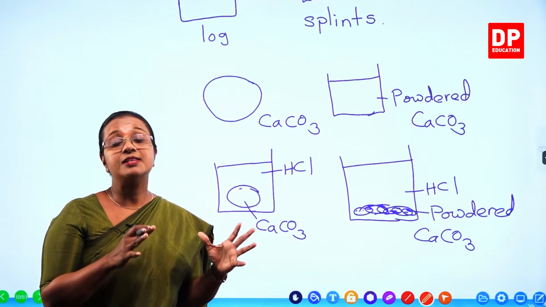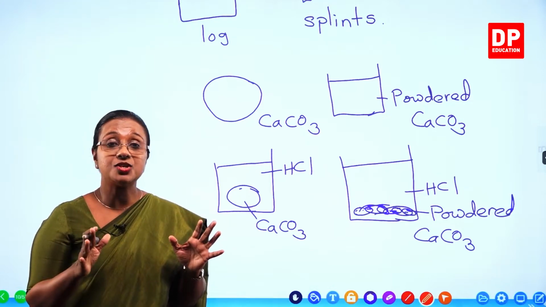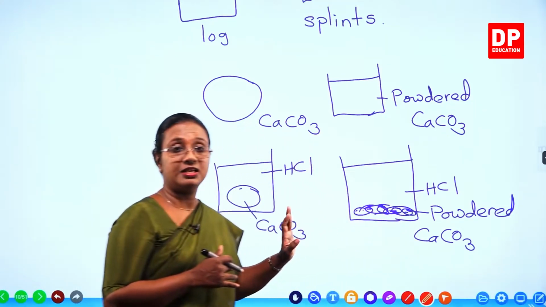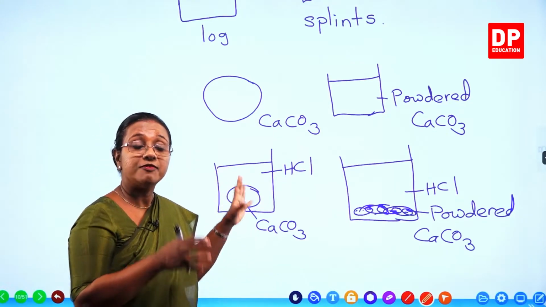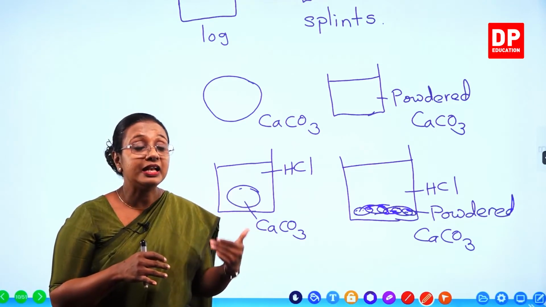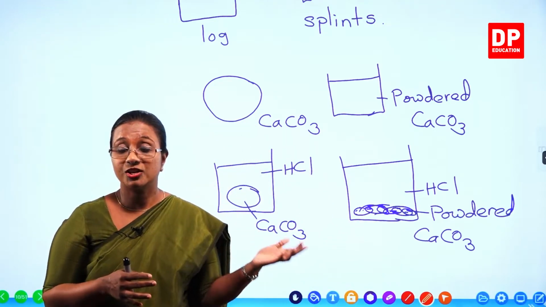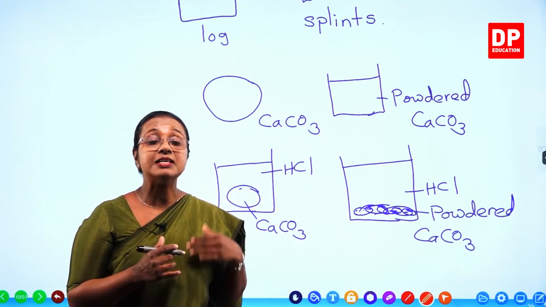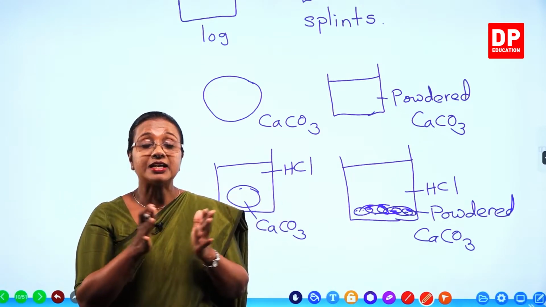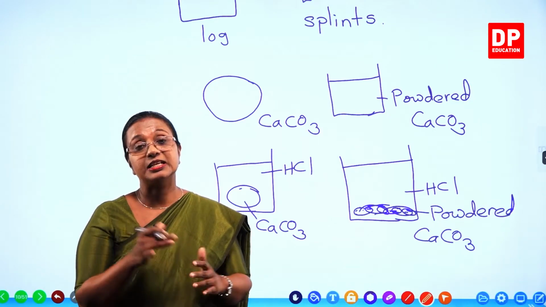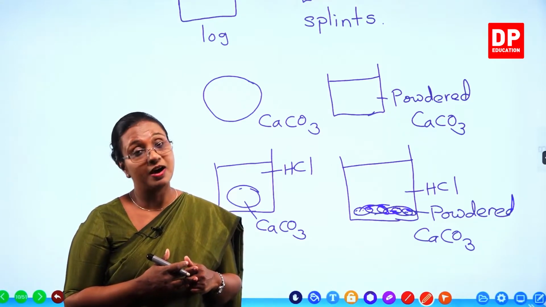So, a lot of calcium carbonate molecules can collide with hydrochloric acid. Because of that, there will be a fast reaction here and a slow reaction there. Obviously, when you have a solid chunk of the reactant, the rate of reaction will be slower, and when you have powder, the rate of reaction will be higher. Why? Because there will be more collisions taking place. More reactant particles are exposed to each other, they collide with each other, and because of that, the reaction takes place faster.